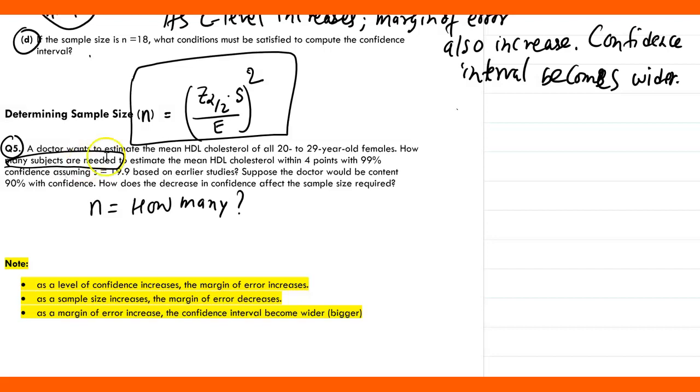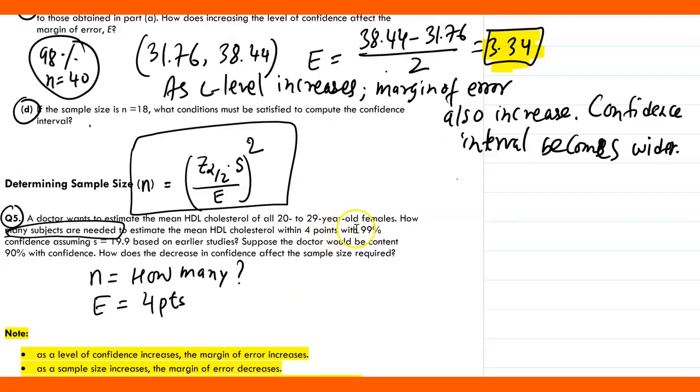Therefore, I'm looking for the sample size. Given 4 points within, that means 4 points is the margin of error, with 99% confidence. Therefore, the confidence level is 99%. And assuming s equals 19.9, based on earlier studies. That's why we're looking for the sample size.